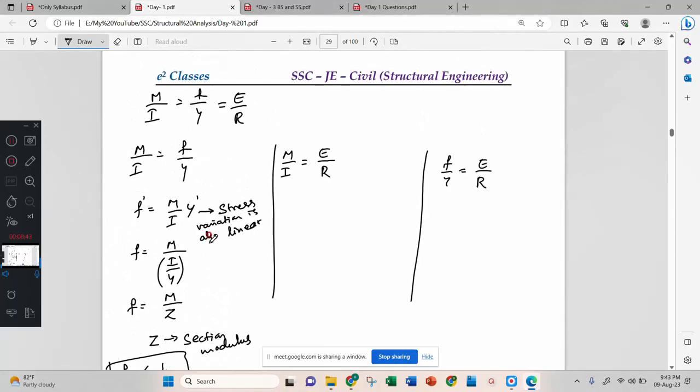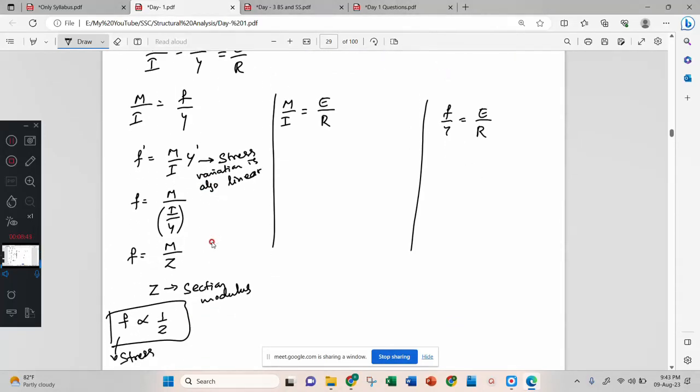Now we'll come to the other side. M by I equal to E by R. Here we will see M by EI equal to 1 by R. Or you call it like this: M equal to EI by R.